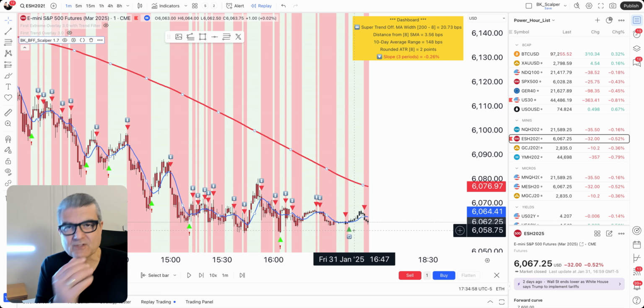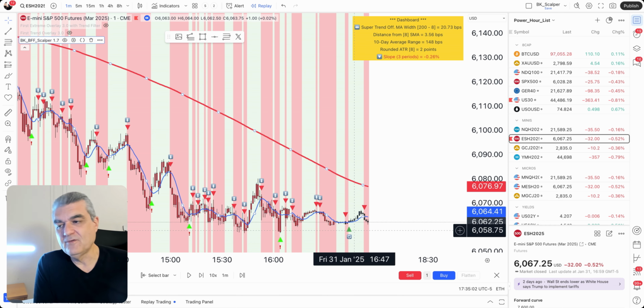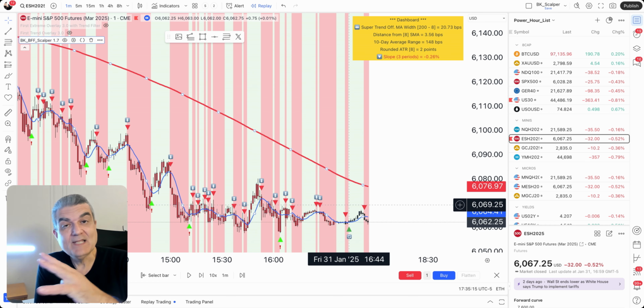So you can see the reversal signals are few and far between, but they're valuable. And if you're a counter trend trader, there's certainly enough of them to make your life worthwhile. But mostly now, this is a pure trend-based structure, and it trades beautifully. So that's BK Scalper 1.7. I hope you guys really enjoyed it, with a dashboard, with the signals, with the super trends, everything nicely, clearly, logically laid out, separated, segregated.